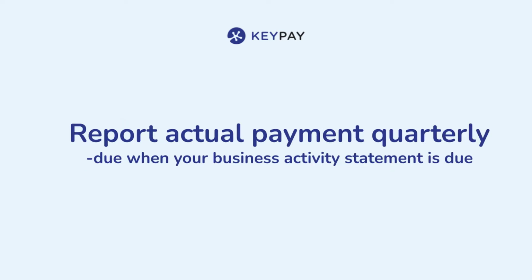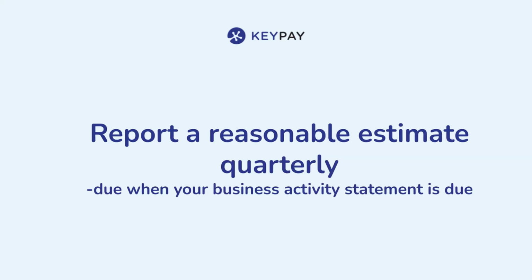Second, businesses can report actual payments quarterly. This means that each financial quarter, July to September, October to December, January to March, or April to June, you'll report all payments to closely held payees made in that quarter. Your reporting for each quarter is due when your business activity statement is due. So for each business, the date of the STP report will vary, but the period for which you're reporting will always be the standard financial quarter.